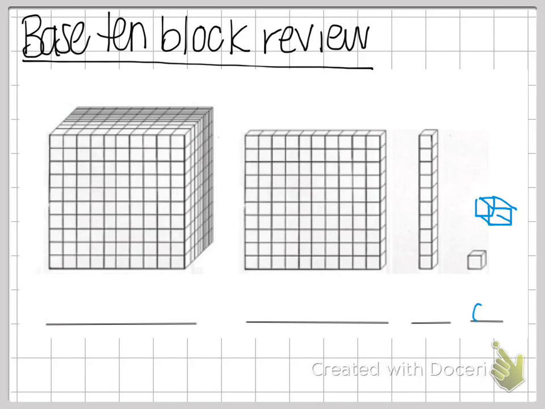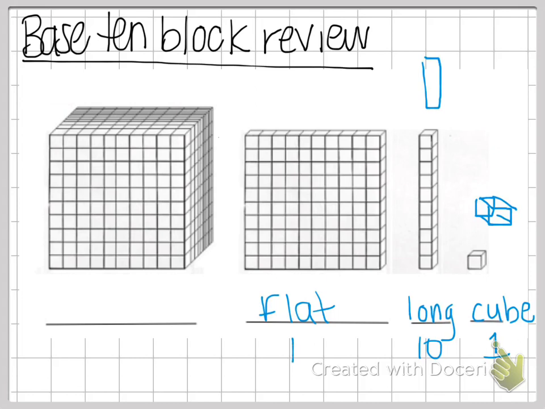Okay, so this cube is worth 1. Next, we have the long, and it is worth 10. It's comprised of 10 cubes, and the way you can draw that is by drawing just a long rectangle. Next, we have a flat, and it is made up of 10 longs and 100 cubes, and it is worth 100. You can draw a flat by simply drawing a large square, or as close to it as you can.